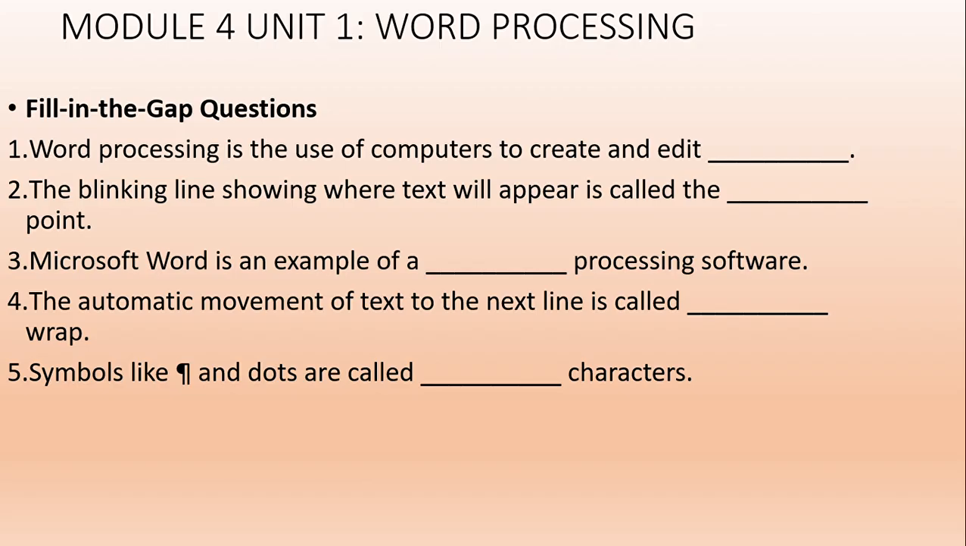So number 5, symbols like this paragraph symbol and dots, they are called dash characters. What are they called? Characters like this paragraph symbol and these dots, they are called dash characters. What kind of characters are they? Yeah, they are called non-printing characters. They are called non-printing characters. So thank you for the answers.